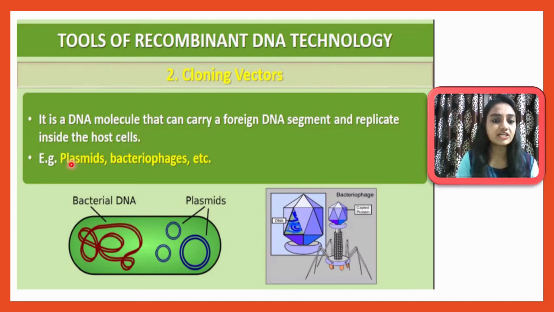As a cloning vector we can mostly use plasmids. Here you can see this is a bacterial cell. This is the main DNA component of a bacterium, that is the bacterial DNA, and there is also, in the cytoplasm, extra chromosomal DNA, and that is called a plasmid, which is circular in shape. So this is the plasmid which we can use as a cloning vector. And the second cloning vector we can use in biotechnology is a bacteriophage. So these two we can use as cloning vectors in biotechnology.